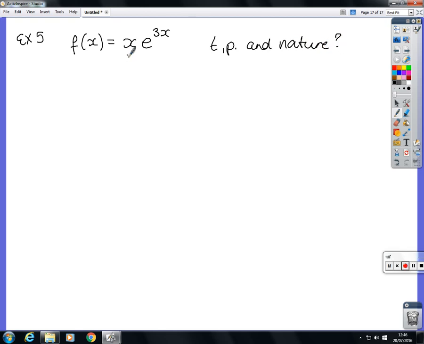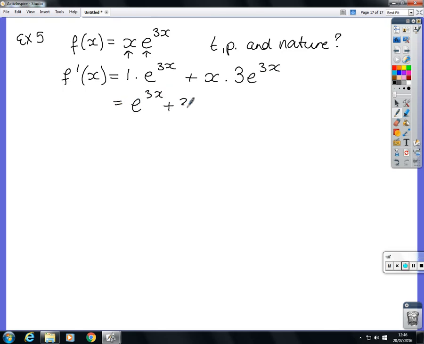This is a product, two functions, so we use the product rule to find the derivative, f dash x. Differentiate the first function, which is 1, multiply by the second function left alone. Add the first function x multiplied by the derivative of the second function, which is 3e to the 3x. We have e to the 3x plus 3x e to the 3x.